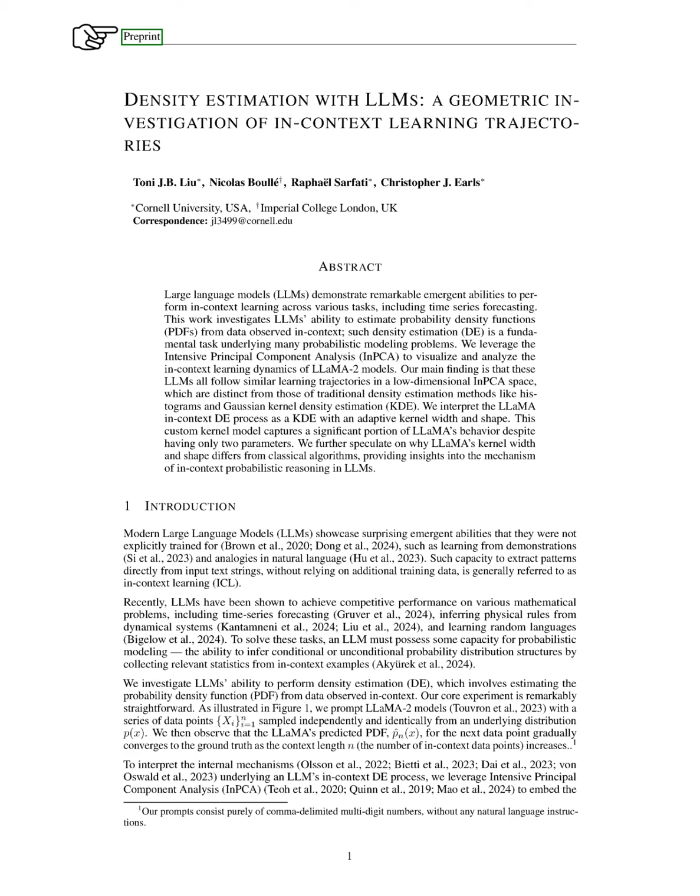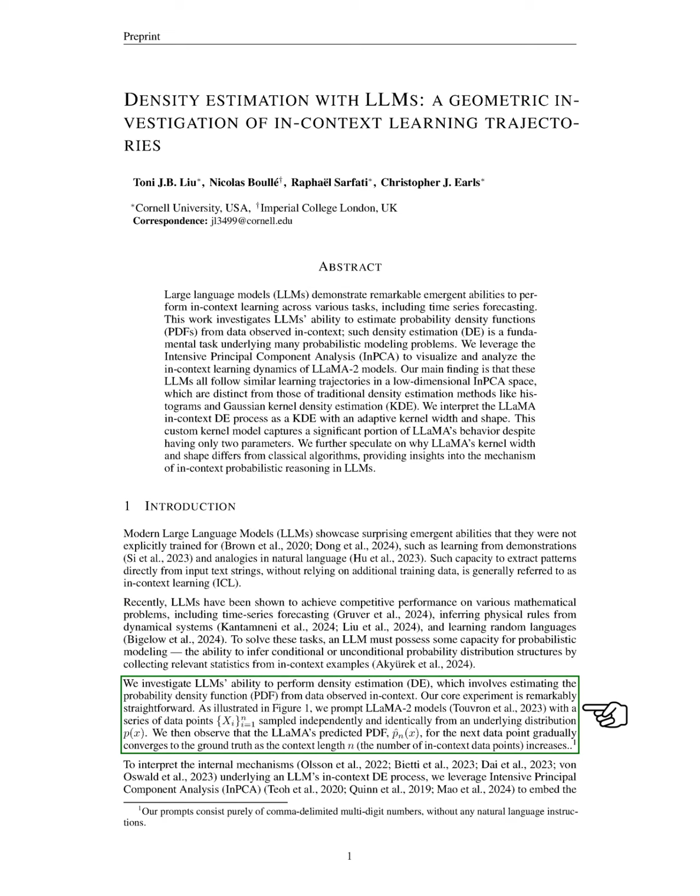Section: Introduction. In this section, we explore the capabilities of modern large language models, LLMs, that exhibit unexpected skills, such as learning from examples and analogies in natural language. This ability to identify patterns from input text without needing extra training data is known as in-context learning, ICL. Recently, we have seen LLMs perform well on various mathematical tasks, including time series forecasting and understanding physical rules from dynamic systems. To tackle these challenges, an LLM must be able to model probabilities, meaning it can deduce probability distributions from relevant examples.